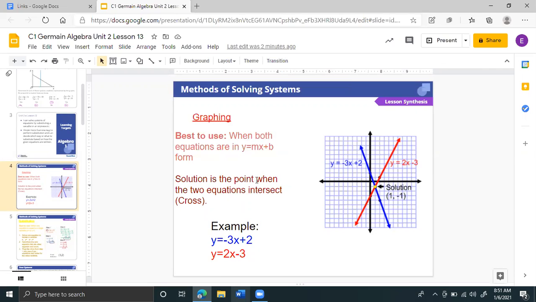The solution is the point where the two equations intersect or meet or cross. So I have this example right here. We graphed both of those equations, and the solution is where they cross or intersect, at 0, -1, or 1, -1.